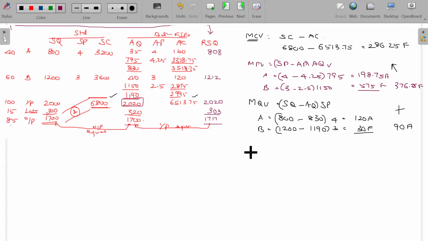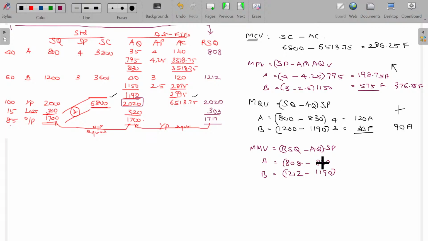Then next will be material mix variance: RSQ minus AQ into standard price for A and B. RSQ being 808 and 1212. AQ being 830 and 1190.